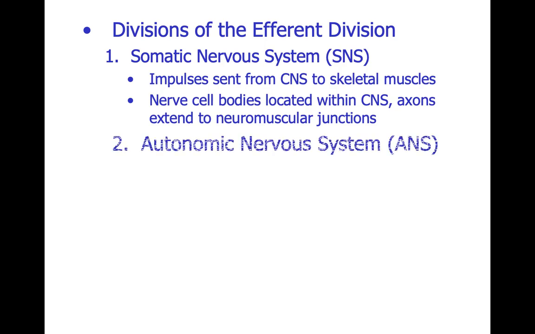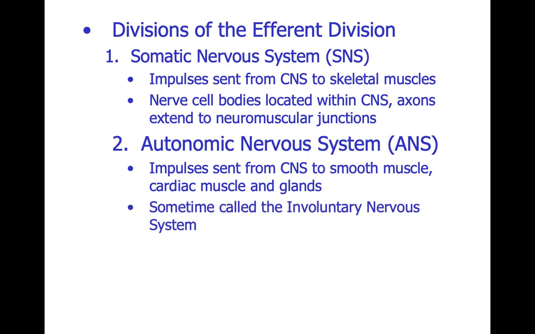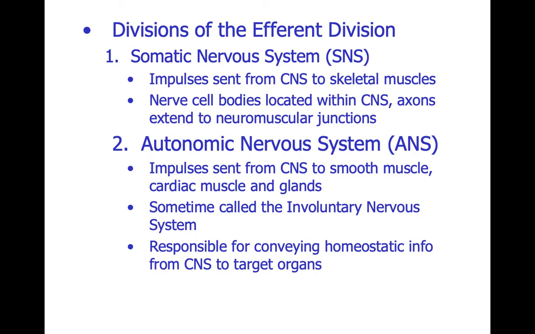So our presynaptic terminal that we talked about for our skeletal muscle contraction, that's part of this axon that we refer to. Next, we have the autonomic nervous system, or the ANS. Impulses are sent from the central nervous system to smooth muscle, cardiac muscle, and all kinds of glands. Sometimes this is referred to as the involuntary nervous system. It's responsible for conveying homeostatic information from the central nervous system to the various target organs or effector organs.